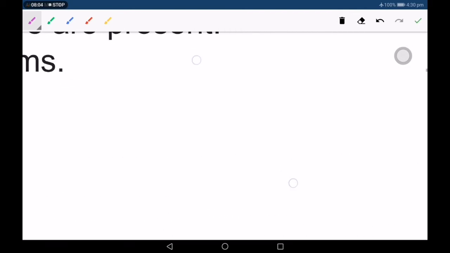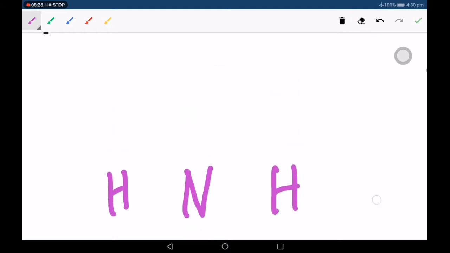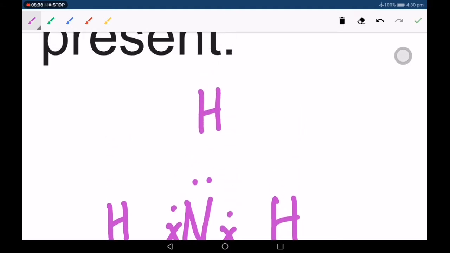So first, there are three normal covalent bonds and one dative covalent bond. So there's a big N in between. There's an H, an H, an H, and there's another H. So dot, cross, dot, cross, dot, cross, right? And you must remember, a bit closer.